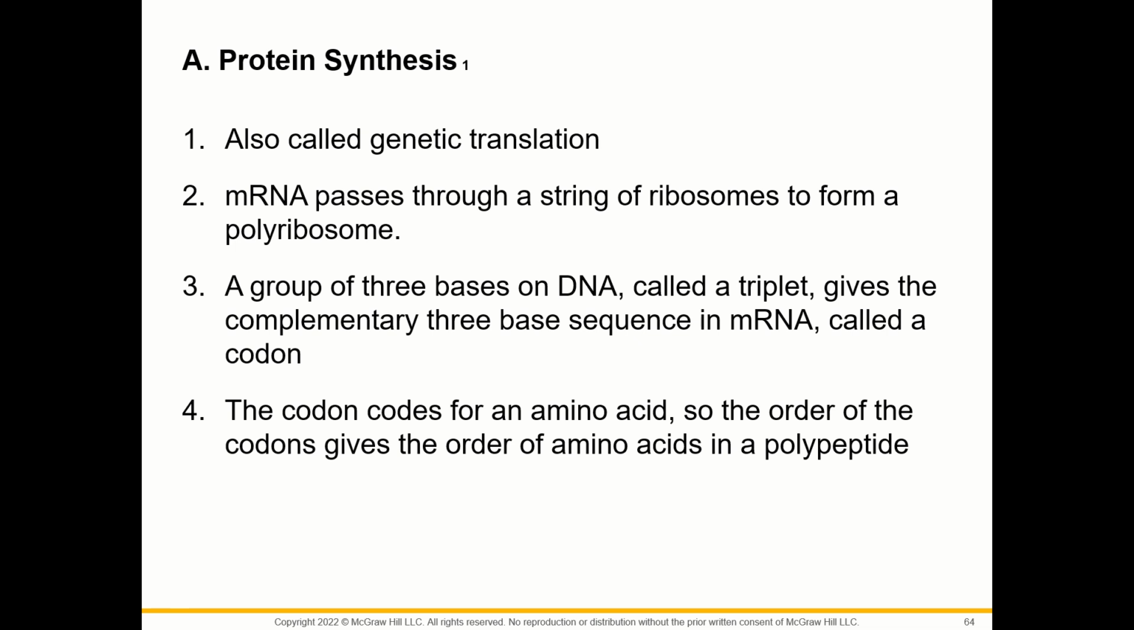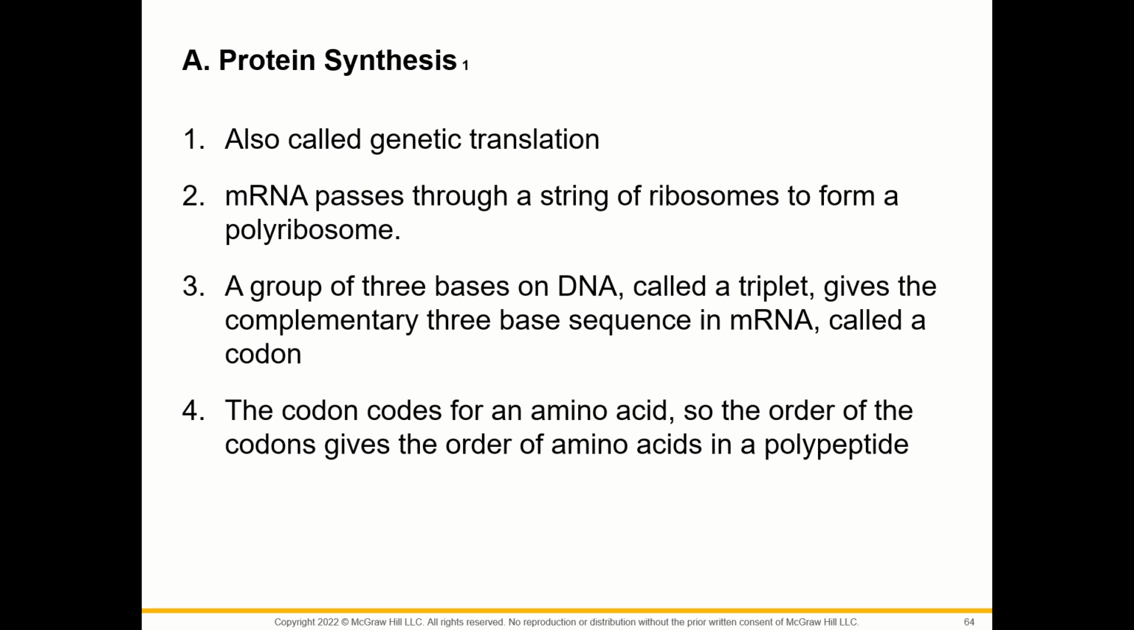So this should be easy for you after all that RNA interference stuff with the short interfering RNA, the microRNA, the circular RNA, the CRISPR. So protein synthesis at this point, you're like, oh yeah, okay, it's called genetic translation. I already know about this. mRNA was transcribed in the nucleus. Now it's out in the cytoplasm where it's going to be translated, if it's not silenced, as we know. And it's going to go to a ribosome. So mRNA passes through a string of ribosomes to form a polyribosome.